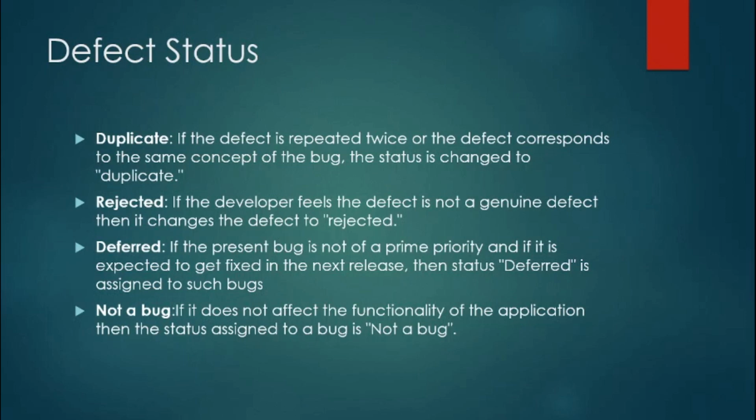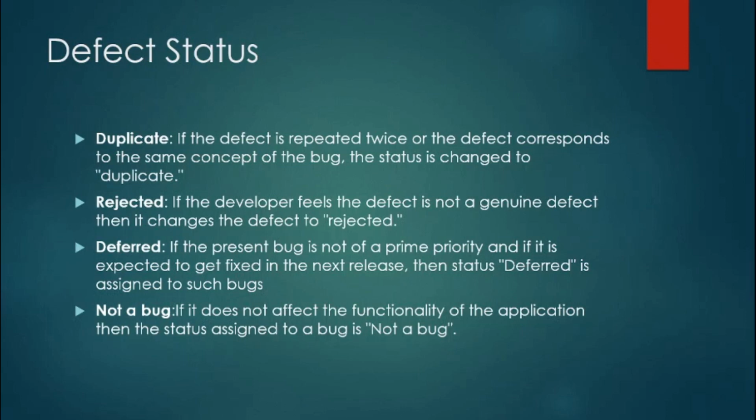For example, you have raised an issue where you are not selecting any particular checkbox and you are hitting a button, and because of not selecting the checkbox, that functionality is not working. So it was the tester's mistake and it is not a defect. Okay, it's not a genuine defect because it's not affecting the functionality.